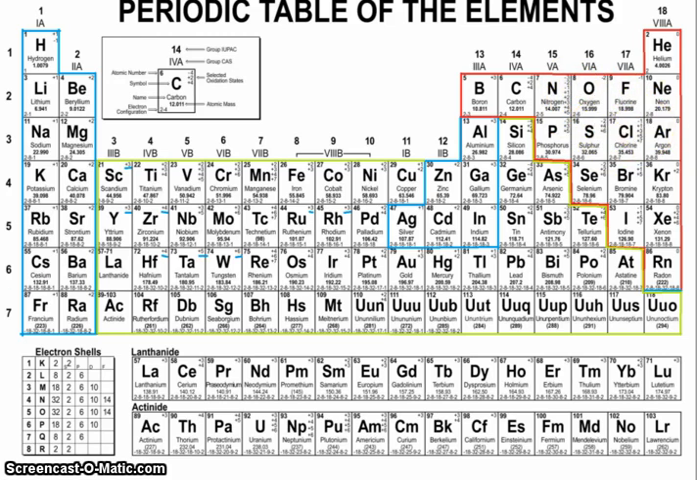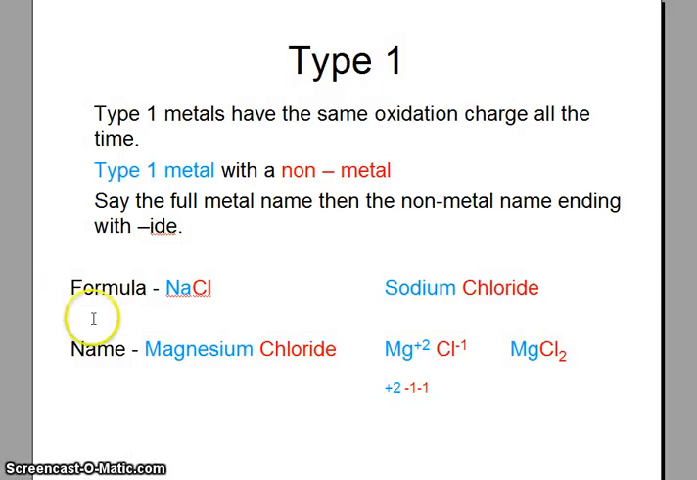So let's go into detail about type 1. Now, type 1 metals have the same oxidation charge all the time. What you do is you'll bond a type 1 metal with a nonmetal. To actually call it by name, you'll say the full metal name and then the nonmetal name ending with "ide." So, for example, if you have the formula here of NaCl, you will call it sodium chloride.